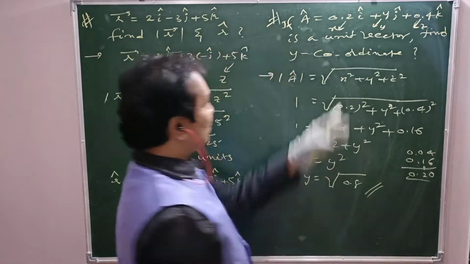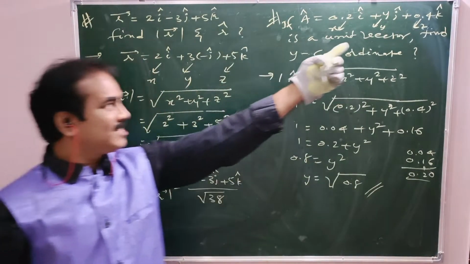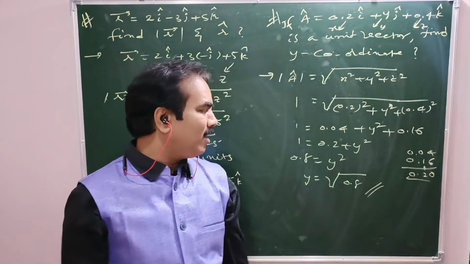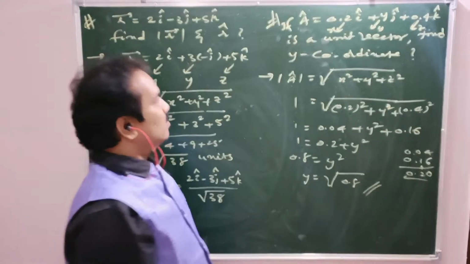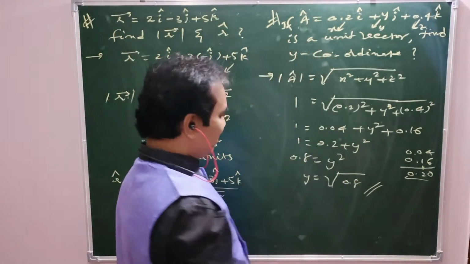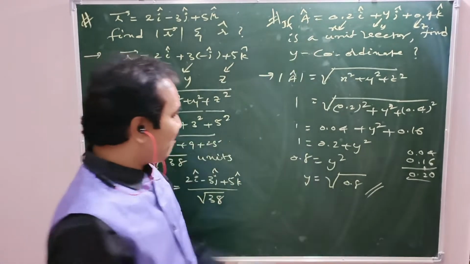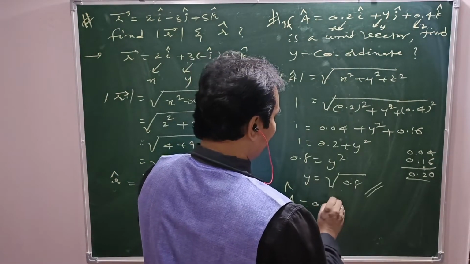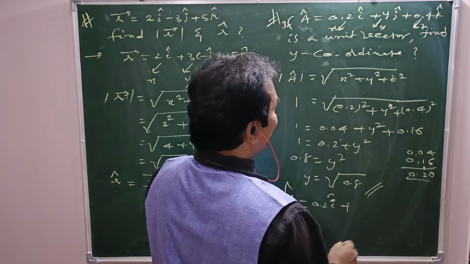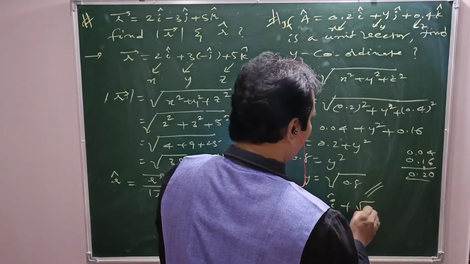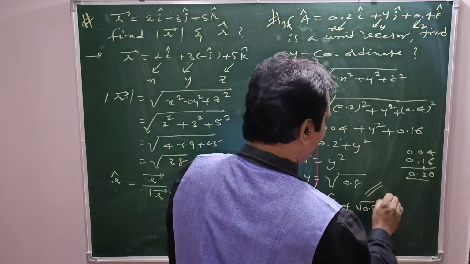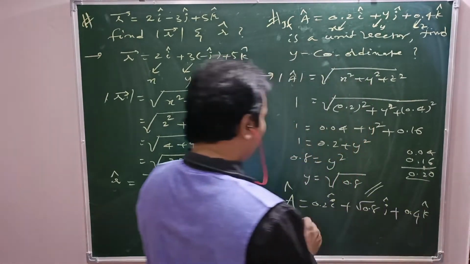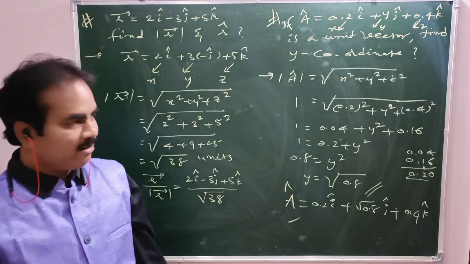So this is the unknown quantity in that vector. What is that unknown quantity? The y coordinate. So what is the y coordinate? Root over 0.8. Okay. So what is the given unit vector? A cap equals 0.2i cap plus root over 0.8 j cap plus 0.4k cap. So this is the given unit vector in fact. Okay.